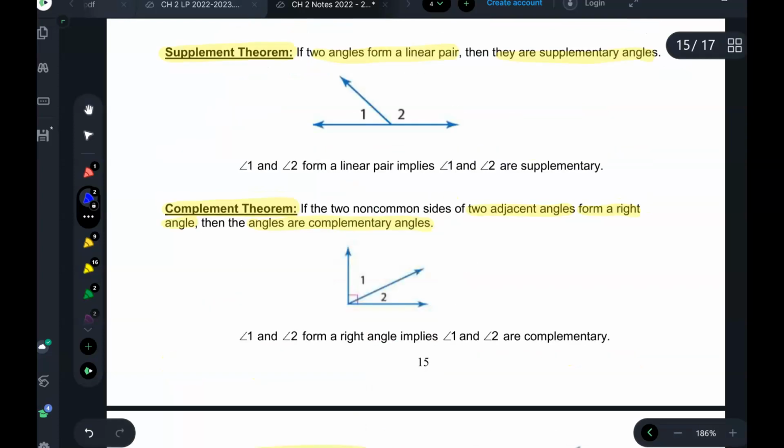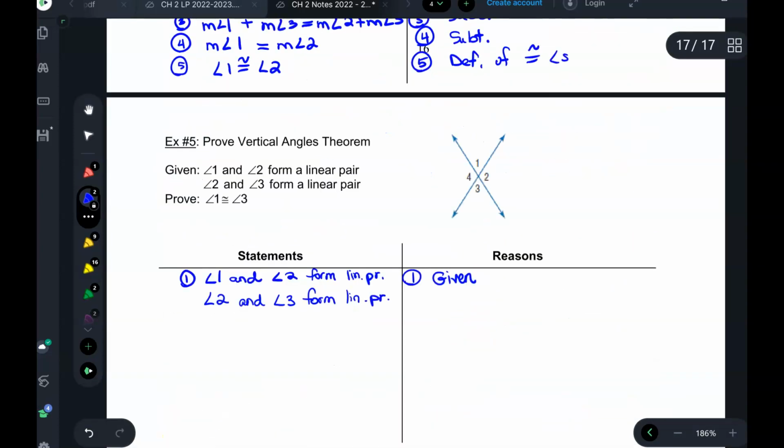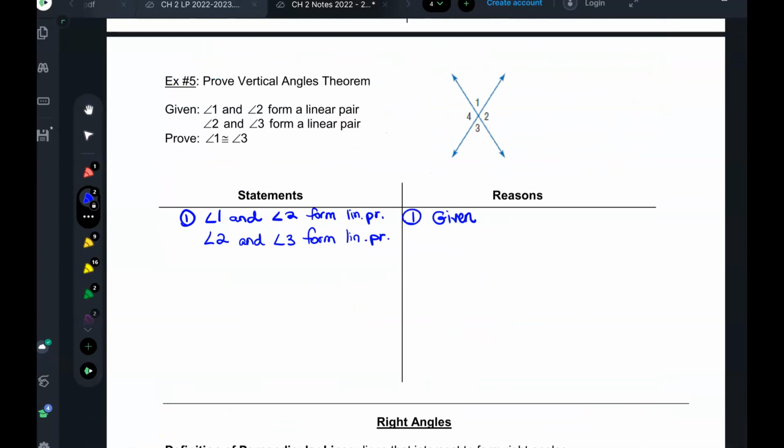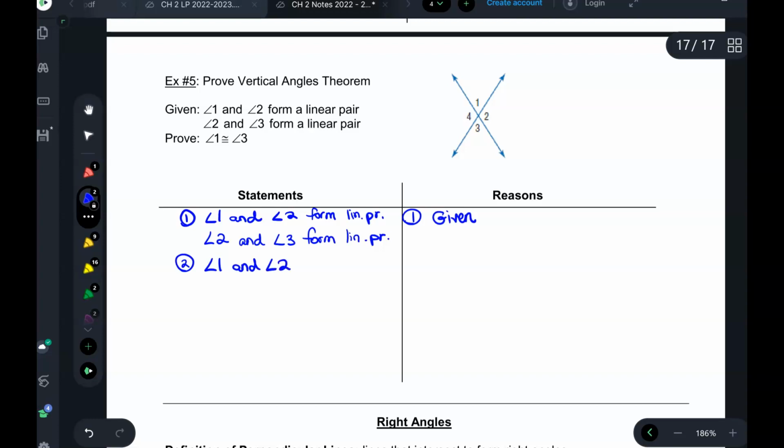They're supplementary, okay? You do angle 1 plus angle 2 equals... well, that's jumping right to the definition of supplementary angles. What was the supplement theorem? It says angle 1 and angle 2 are supplementary. That is the supplement theorem. And we do it like the other one, right? Alec, you had a question?